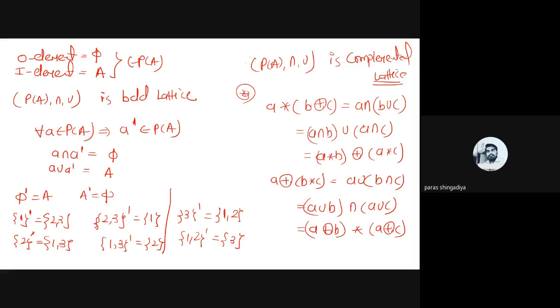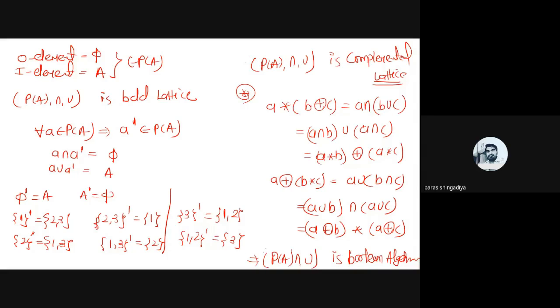So it is also a distributive lattice, and therefore we can say that P of A, intersection, union is a Boolean algebra. Clear? It is a Boolean algebra. So there is no difficulty in proving the lattice. There is no difficulty in this proof of the distributive law, but we observe that it is a complemented lattice. That is the one case based on which we can prove whether this is a Boolean algebra or not.